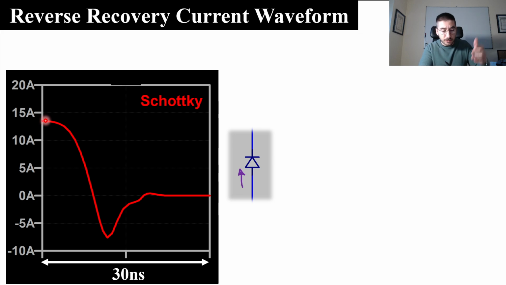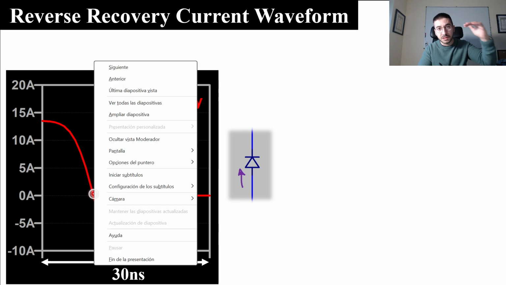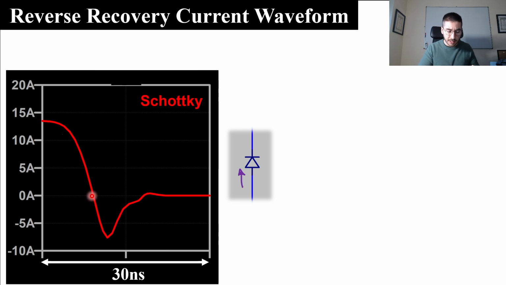We turn on the MOSFET, so the current through the diode falls. Here we have 0 amps, but the current continues in the opposite direction. Here we have the reverse recovery process with this negative current peak, and here the switching process finishes because we have 0 amps. So here the diode is completely off.